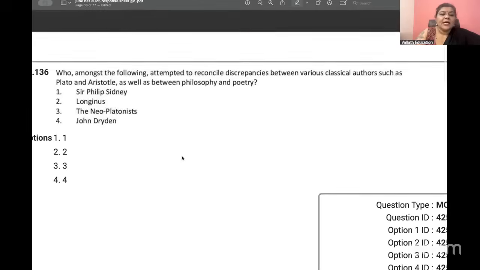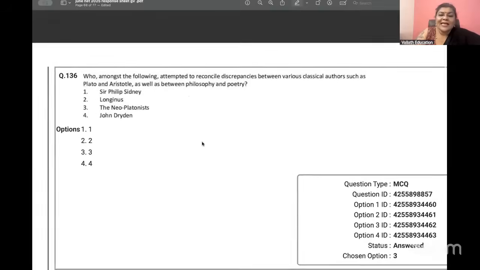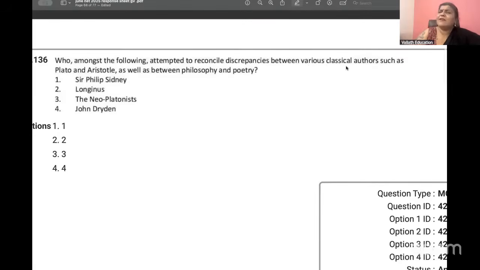Next is, who among the following reconciled discrepancies between various classical authors? Discrepancies between classical authors such as Plato and Aristotle. Did John Dryden do that? I never studied or read anywhere that John Dryden did that. I don't think it is John Dryden. Longinus never did that. Did Philip Sidney do it, or Neoplatonus? Philip Sidney was copying Aristotle. He did not reconcile discrepancies. It is Neoplatonus.